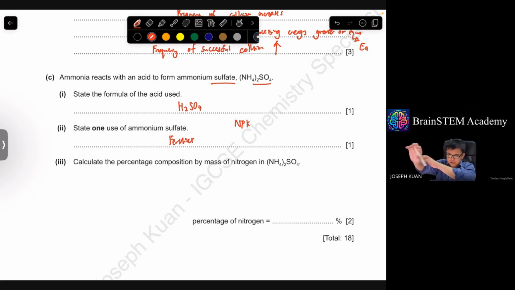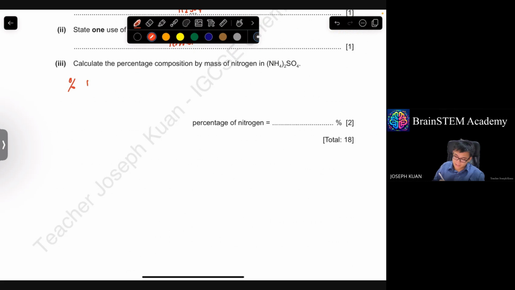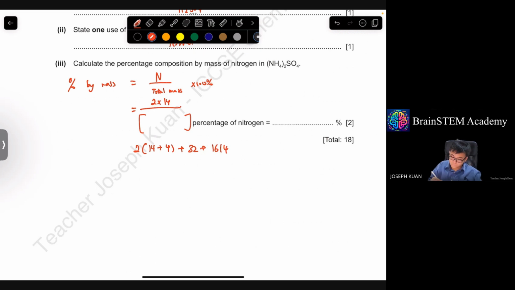Next, calculate the percentage composition by mass of nitrogen in (NH4)2SO4. So simply, percentage composition by mass is taking the nitrogen mass over the total mass, multiplied by 100%. So mass of nitrogen, there's two nitrogens here, so 2 times 14. Total mass, you have to use your periodic table. Essentially, it is 2 sets of ammonium plus sulfur plus oxygen. So 2 times 18 plus 32 plus 16 times 4.